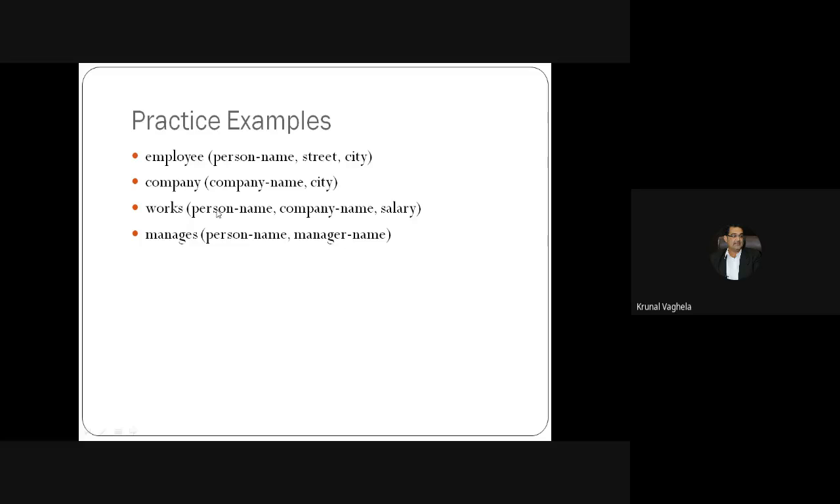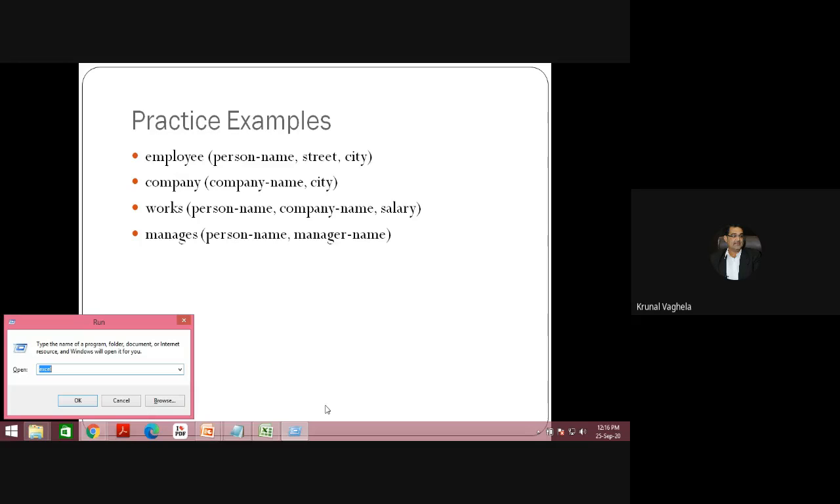If there was no works table, you would need two tables, employee and company. But we have one more table, works, where you will get person name and the company name. So how to write the query? Let me show you.